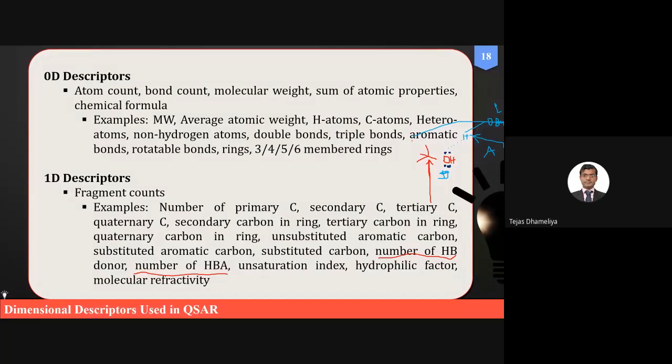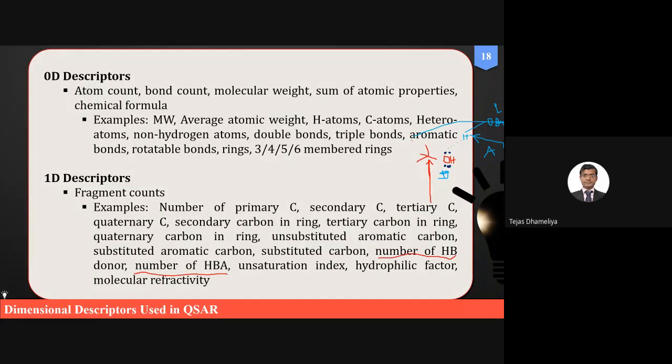It's not correct. There is only one hydrogen bond donor. Yes, Diti has rightly said there is only one hydrogen bond donor, that is the oxygen atom, and there is only one hydrogen bond acceptor, that is the hydrogen atom. So the number of hydrogen bond donors and acceptors are counted separately.